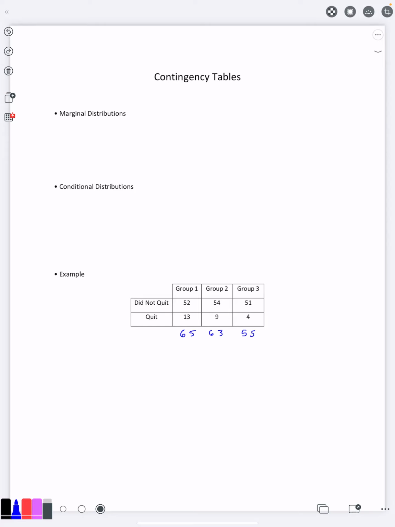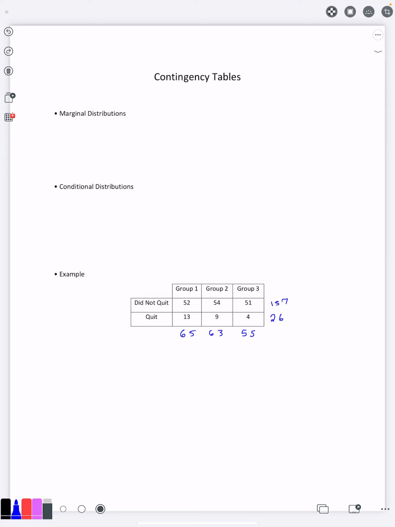It could be that we did start out with equal numbers and someone joined the study late, or for some reason someone had to leave the study and we removed them. So we don't really know. We can't really expect them all to be equal. So we just have to add down and find out what that is. Then if I want to find out the totals on the rows, 52 plus 54 plus 51 looks like it's 157. Then we go down to 13 plus 9 plus 4, which is 26. So we have our row totals and our column totals.